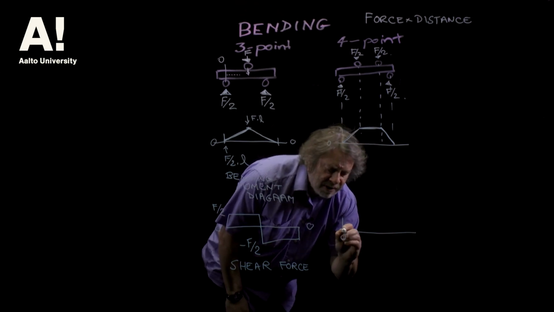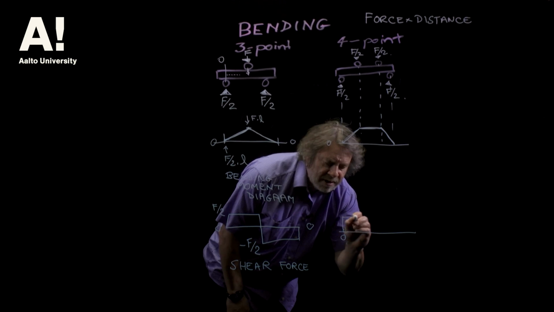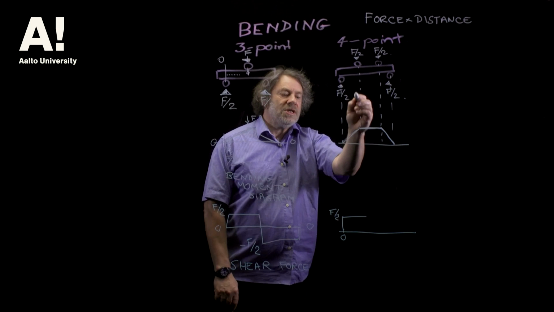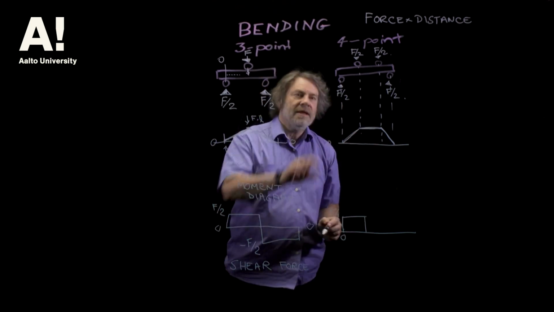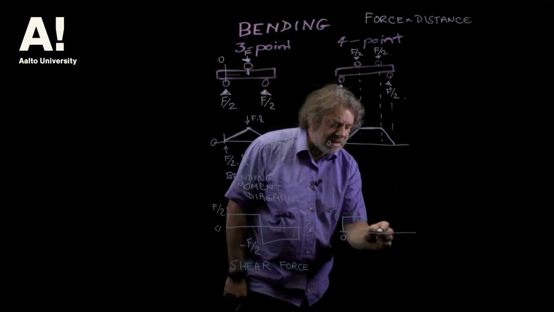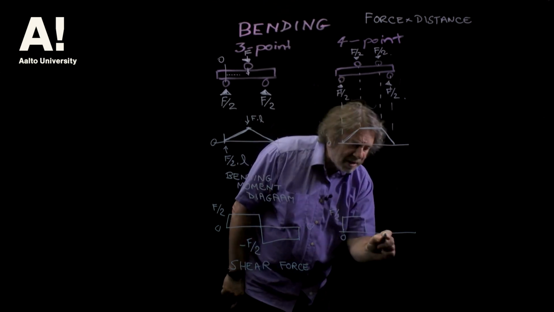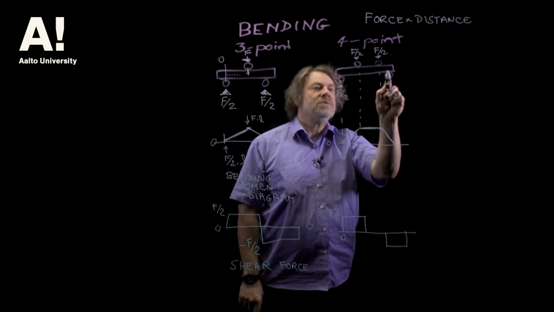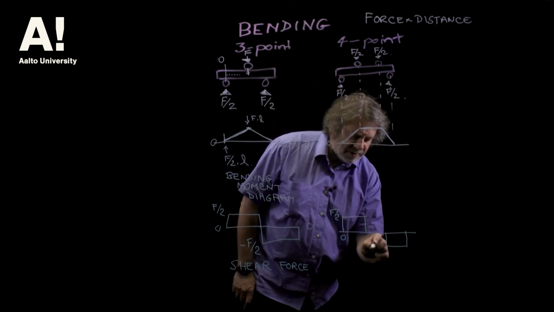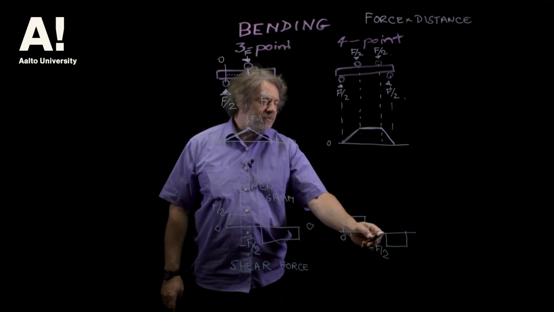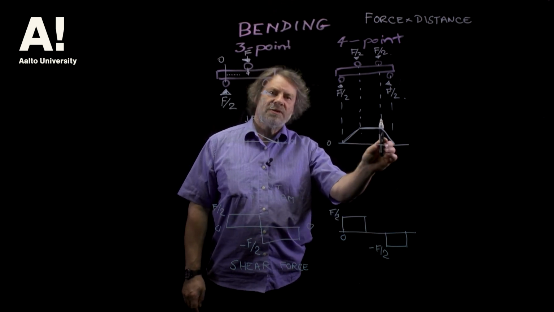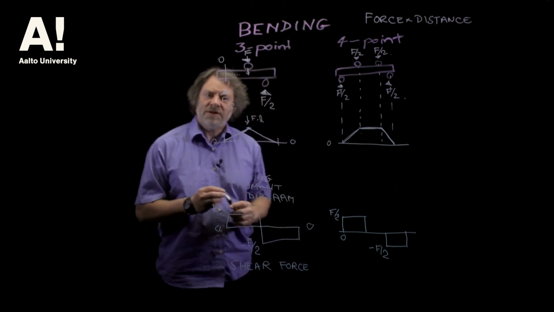At the point 0, it goes up to F over 2. When it reaches this point here, that cancels out, so that is now 0. When it gets here, it becomes minus F over 2 until it reaches this point here, and then it goes back to 0. So the shear force diagram looks quite different. We've got no shear forces operating between these points. So these two tests will measure different things.